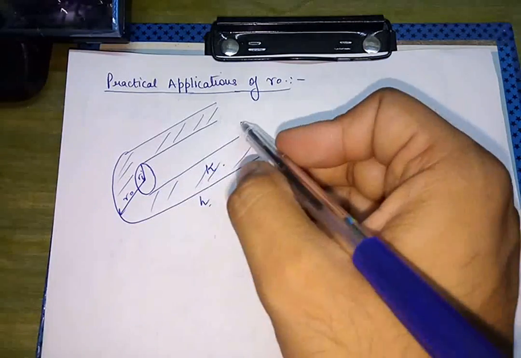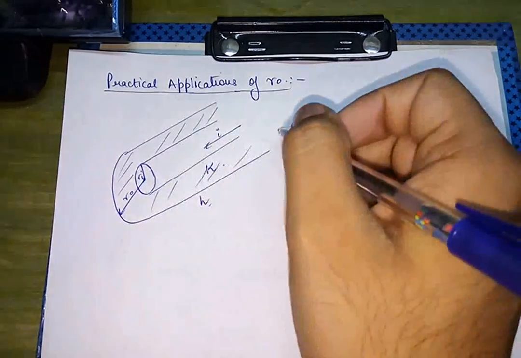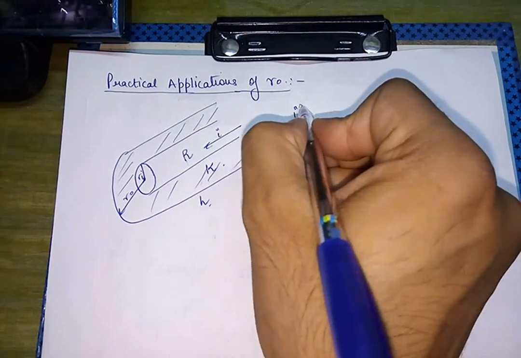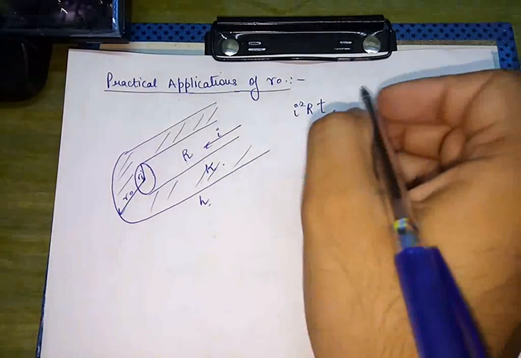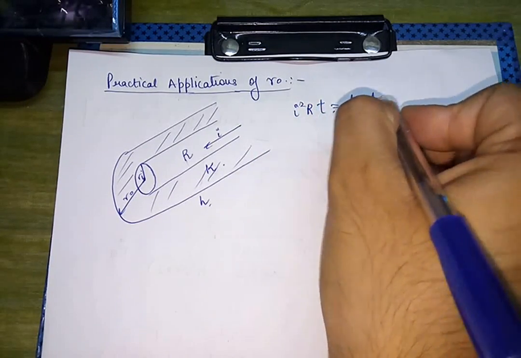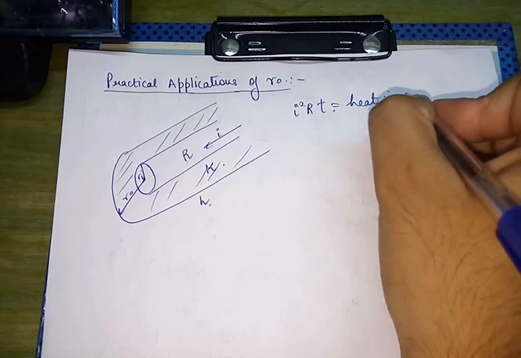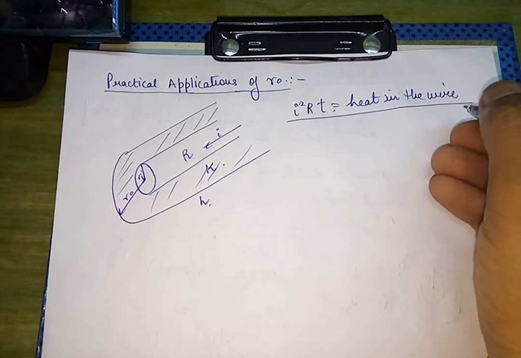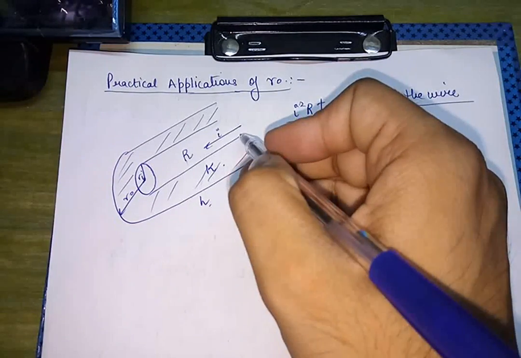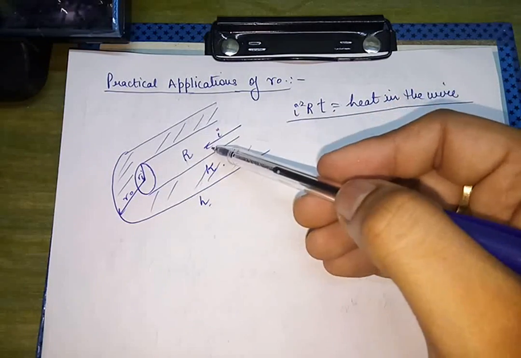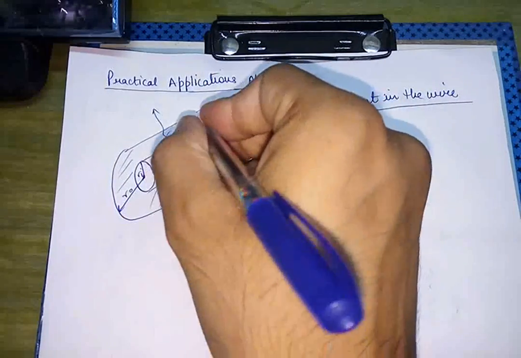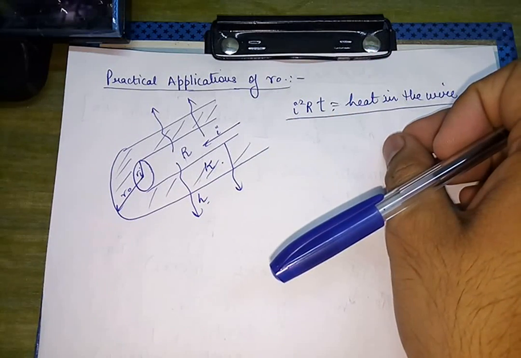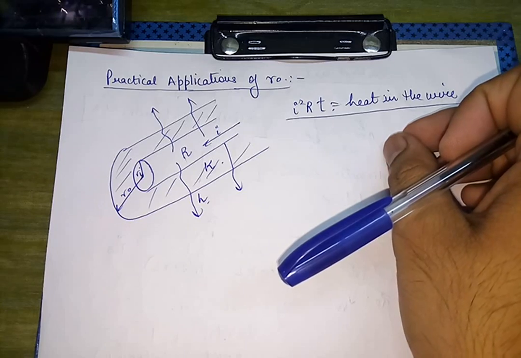Now we know that when this wire is carrying a current, say I, having a resistance R, then according to Joule's law of heating we have I squared R t. This will be the amount of heat being generated in the wire. This heat also needs to be removed, so this heat will be convected off to the ambient.